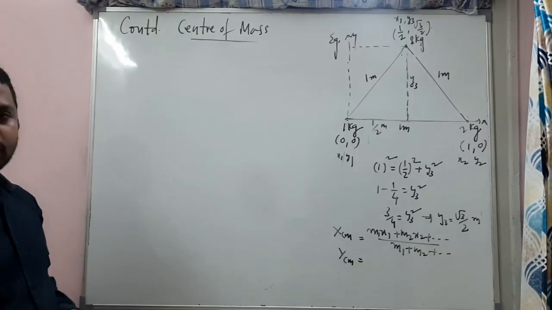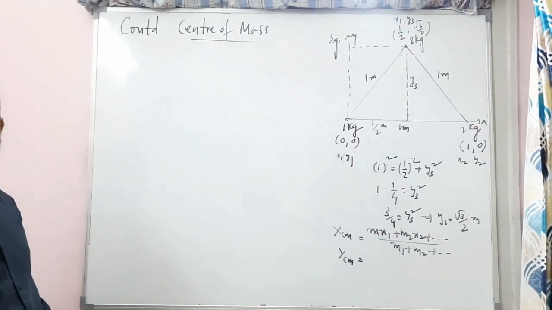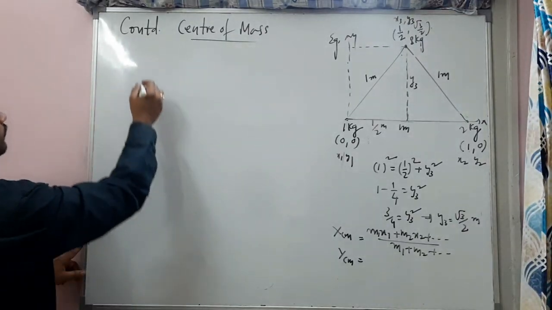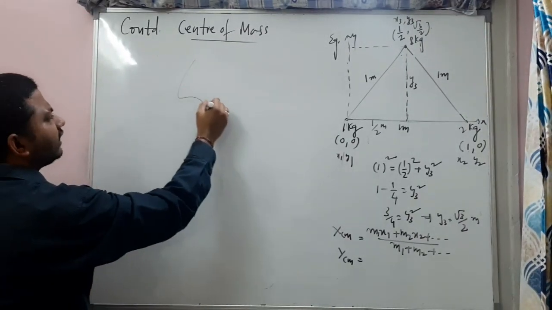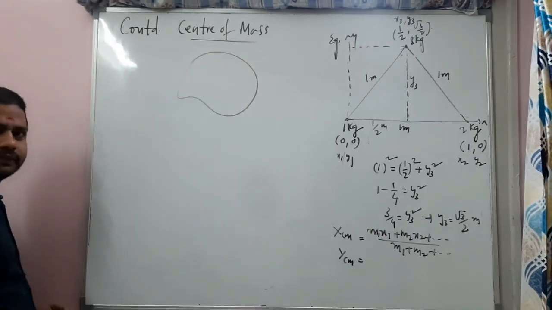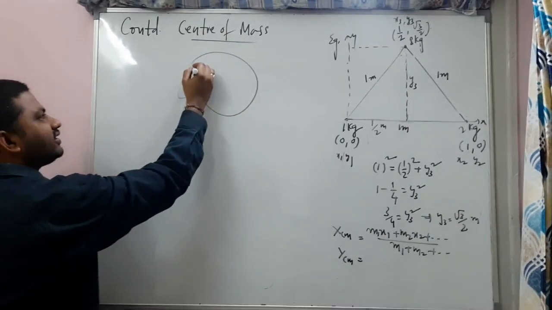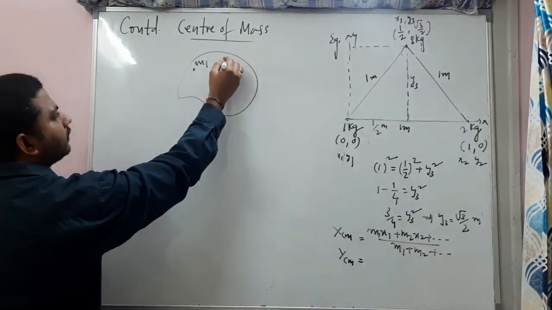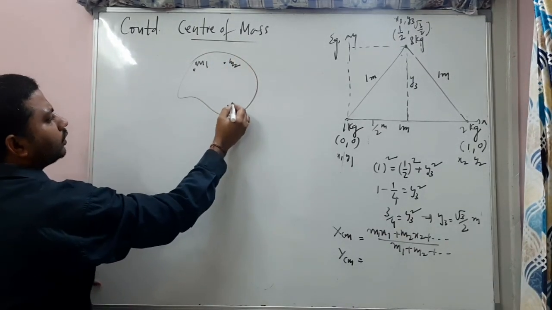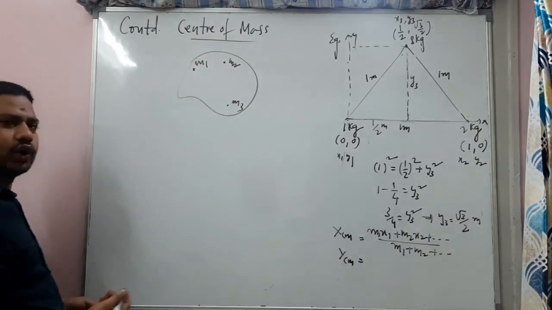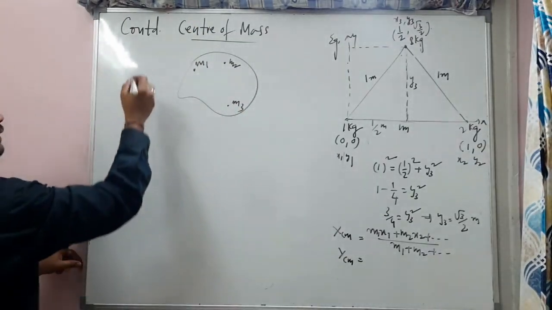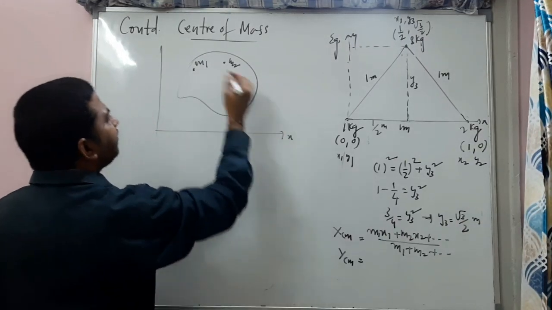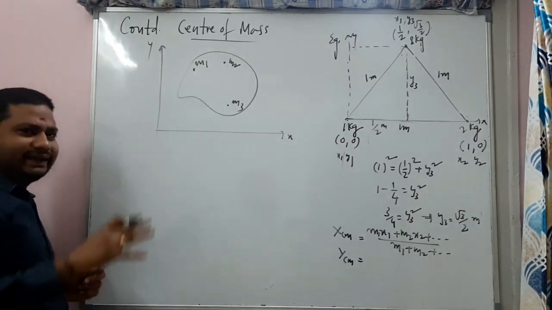Now, continuation of the center of mass. Imagine a situation where there is a rigid body like this. This rigid body has n number of particles in the system, m1, m2, m3, and so on. I'm keeping this rigid body assuming that it is in the xy plane.